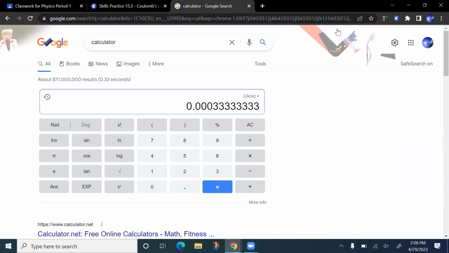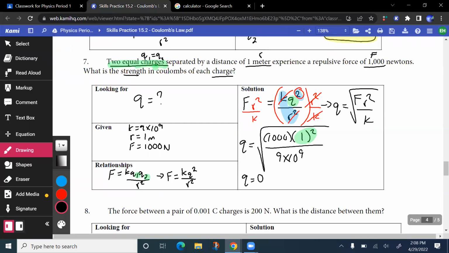and I'm getting about 0.000 with 3 and repeating decimal. So 0.000, right? 3 coulombs, which would be the same as about 3.3 times 10 to the negative 4 coulombs.